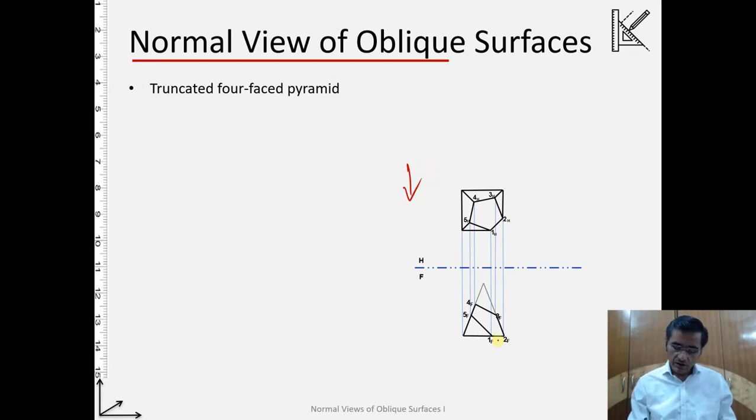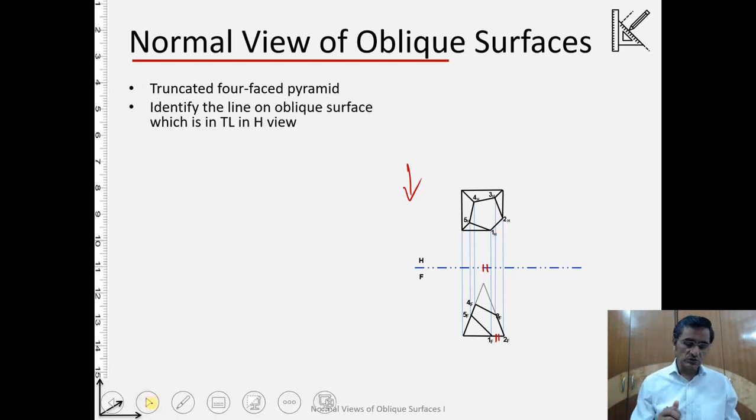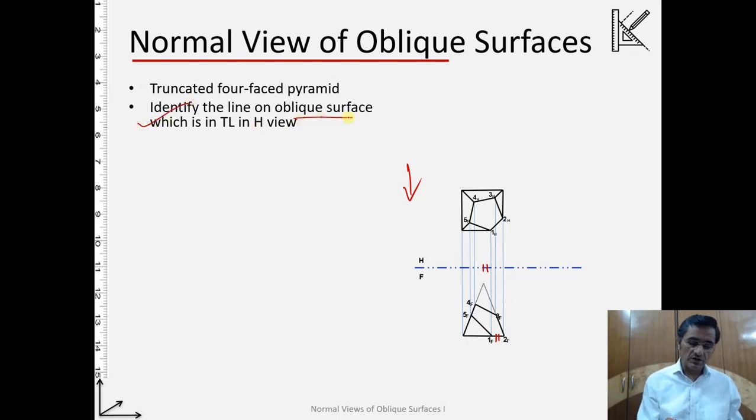and the frontal 1f 2f, you will find 1f 2f is parallel to the horizontal plane, okay. So what is the meaning of this? The meaning of this is the line 1 2 is being projected as the true length onto the horizontal plane. So we got our line, the line which we wanted. So I am writing the steps also here. Identify the line on oblique surface which is in TL in H view. So the line is 1H 2H.